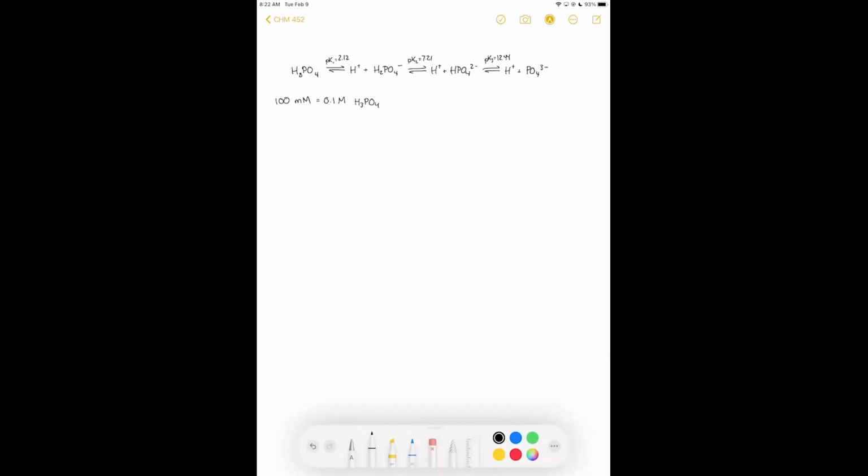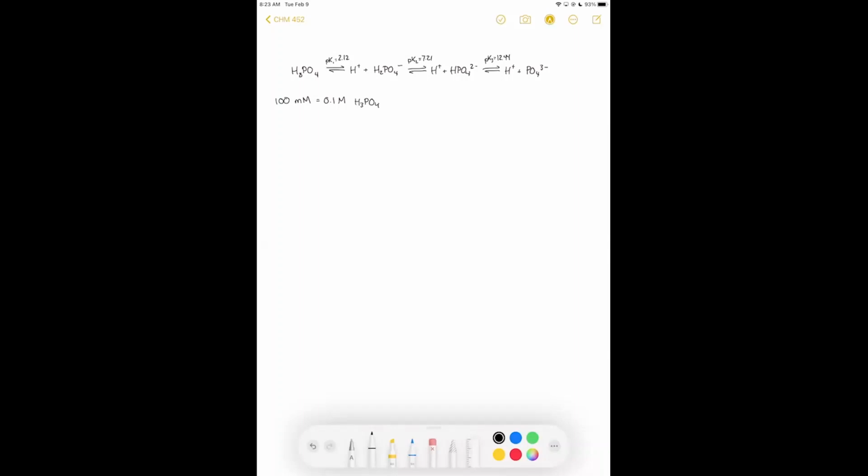So we have phosphate or phosphoric acid, which is this triprotic acid. You can see here it's H3PO4, and it can be deprotonated 3 times because it has these 3 acidic protons, but each one of these has a different pKa. And those are shown here on the screen.